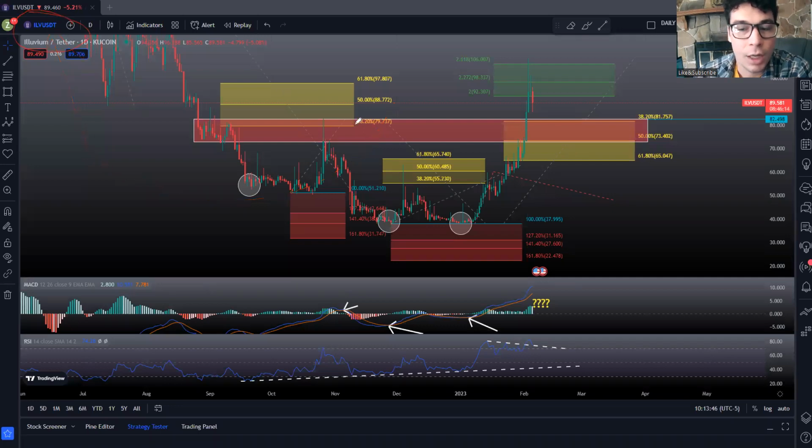This is Illuvium, and man, did we get a breakout and hit all of the bullish price targets that I gave you guys in the last video.